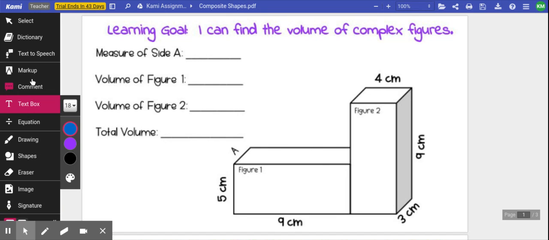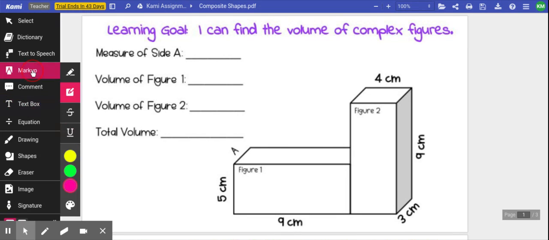Now, whenever you're coming up with your shapes, I always like to say, let your shape A be the shape that has all the dimensions. And when I say all the dimensions, meaning you have the length, you have the width, and you have the height. So if you notice figure 2, you'll see here that it has the length here, which is 4 centimeters. It has the width here, which is 3 centimeters, and it has the height here, which is 9 centimeters. So all three dimensions are in this shape.